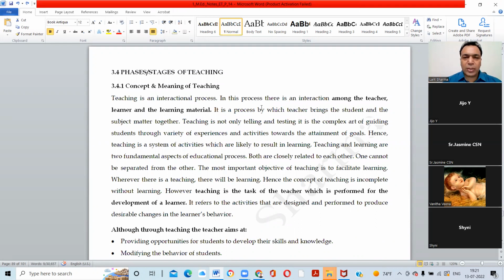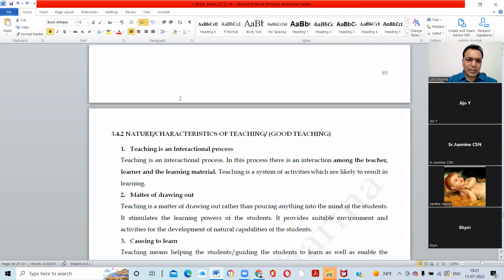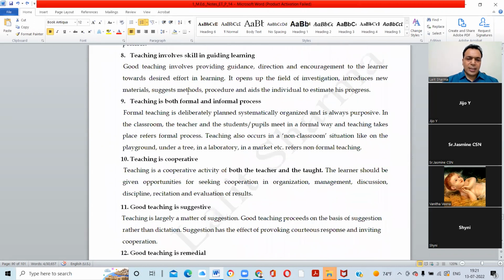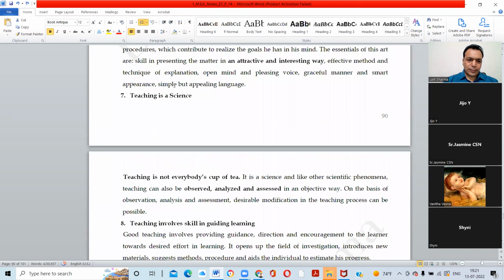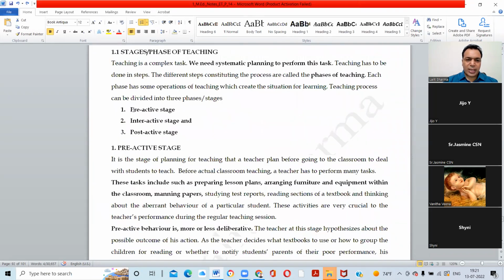Even for the short questions we have learned now, the assumptions of thinking model, the advantages of advance organizer model, this you have to learn if you prepare for the short answers. Next is phases or stages of teaching. This is very simple, 3 stages of teaching, guys. Many times I have discussed with you. One is pre-active stage, second is interactive stage, and third is post-active stage.